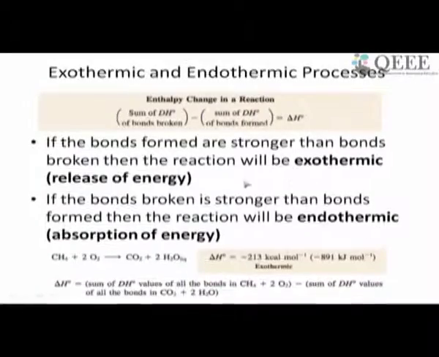Here we'll see that if the bonds formed are stronger than the bonds broken, then the reaction will be exothermic, which means there will be a lot of release of energy. If you take a molecule which has weaker bonds, and you get a product with stronger bonds, your energy level of the system goes down. Stronger bonds mean more energy will be released during formation. This kind of process we call an exothermic process, in which a large release of energy occurs. If the bonds broken are stronger than the bonds formed, then the reaction will be endothermic.